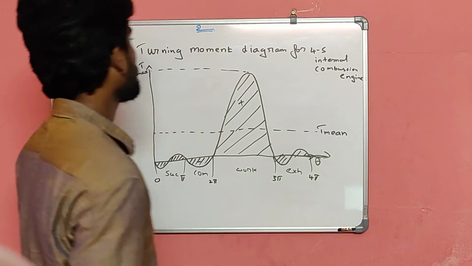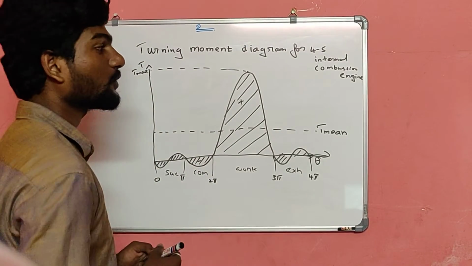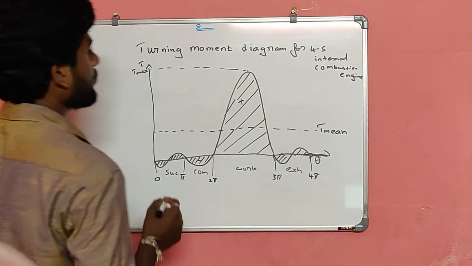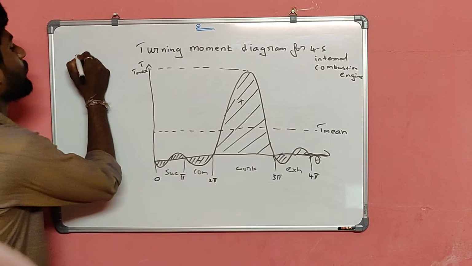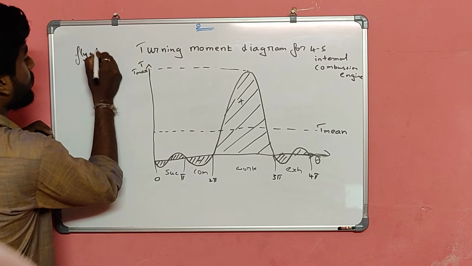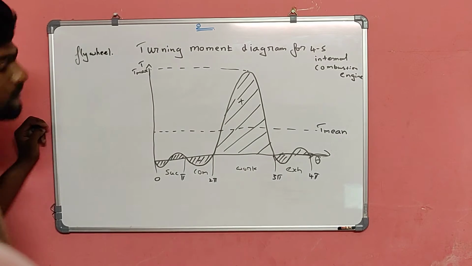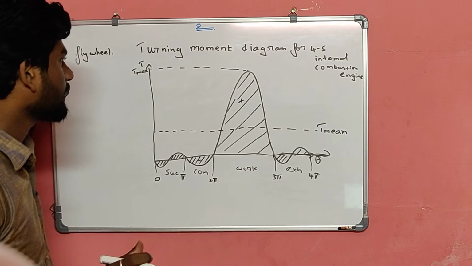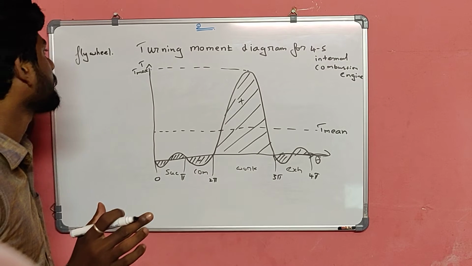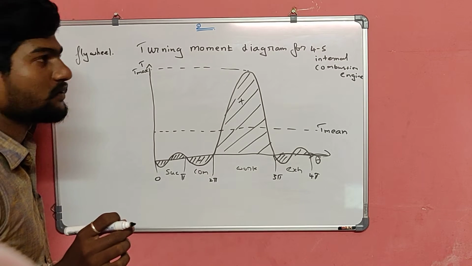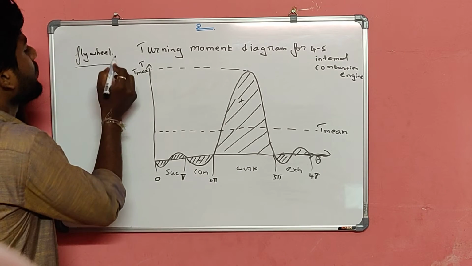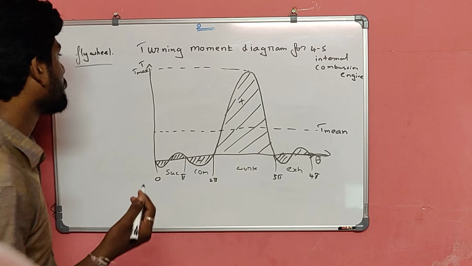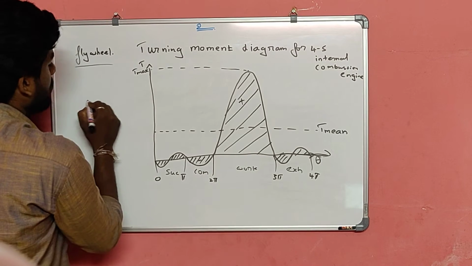Hello friends, turning moment drawing for 4-stroke internal combustion engine. Before going to this part, we will know what a flywheel is and what its function is. So basically a flywheel is a thing which has huge mass comparatively in the parts of the engine. This is mainly used in reciprocating engines, punching machines, wherever the energy source output is irregular.